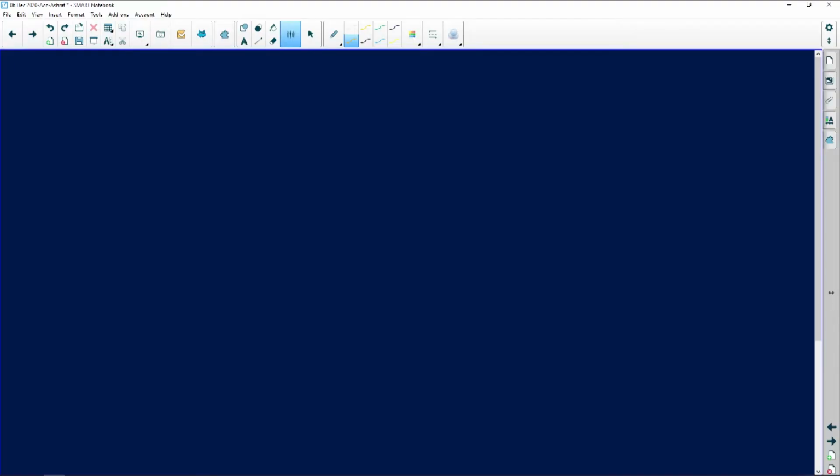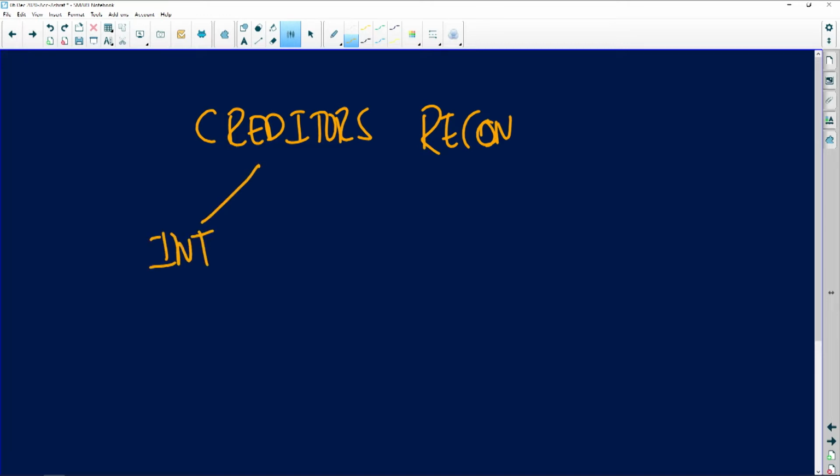Right, guys, we're moving on with the accounting. What I want to do here, just before I go on to my creditors recon, is show you something very quickly. When you are dealing with your creditors recon, remember, there are two types of creditors recons that are examinable. One is the internal one. And what is this one? You are reconciling your creditors control account with your creditors list. Remember, that's done internally with our records.